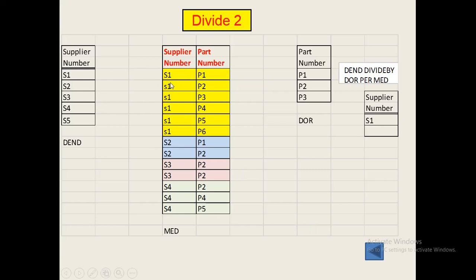Similarly, for this another example, we have to identify the supplier numbers of those suppliers supplying all three parts P1, P2 and P3. It can be seen from this table that no other supplier than S1 supplies all three parts. Hence, the result is S1.